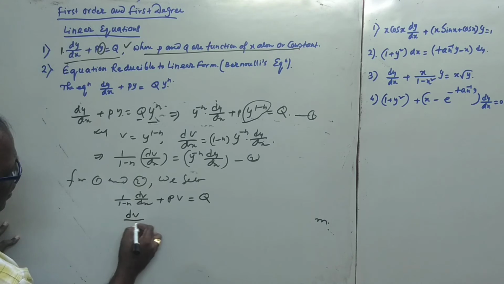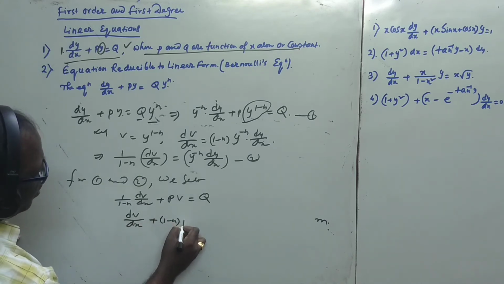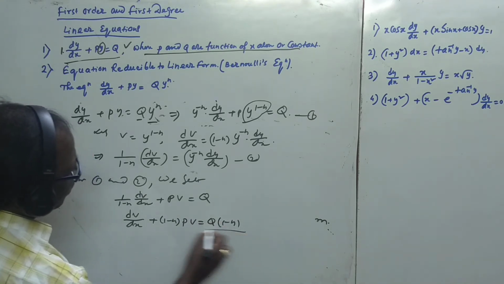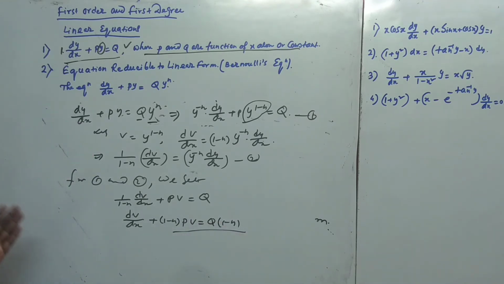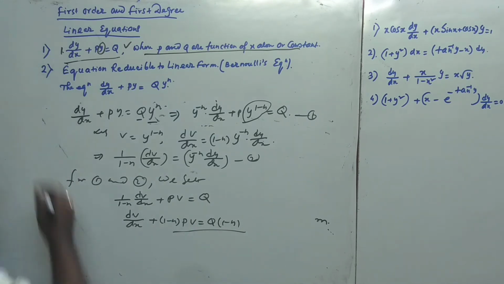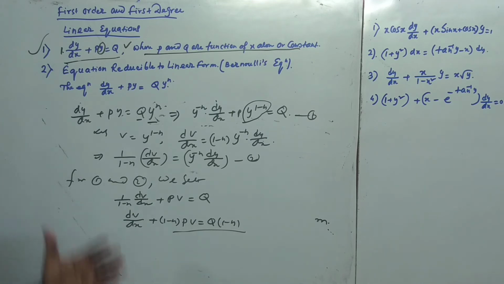Again, arrange it in linear form. This is the constant 1 minus n times p, and this is q into 1 minus n. So p and q are multiplied by 1 minus n, which is a constant. So this is the linear pattern we have got. Then follow the linear differential equation. This is the Bernoulli sum. Now follow question number 3 here.